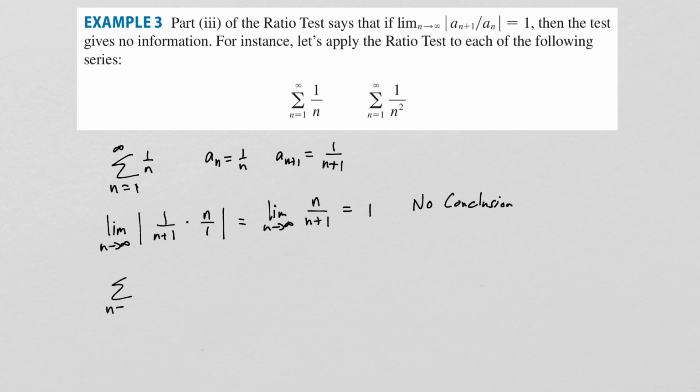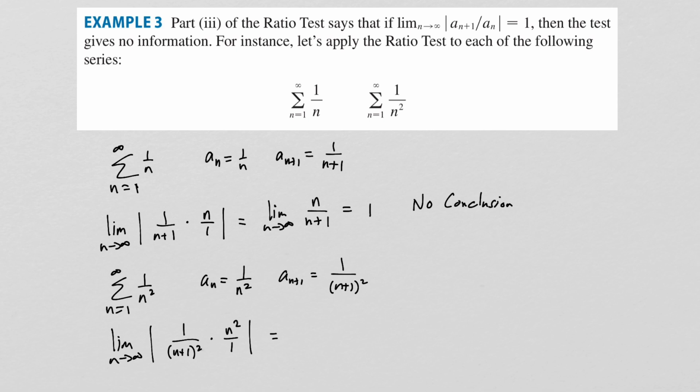For the other series, summation n equals 1 to infinity of 1 over n squared, we have an nth term of 1 over n squared, and our n plus 1 term is 1 over n plus 1 squared. Applying the ratio test here, we get the limit as n goes to infinity of the absolute value of the n plus 1 term multiplied by the reciprocal of the nth term. Again, the absolute values here are unnecessary, and we end up with this limit.